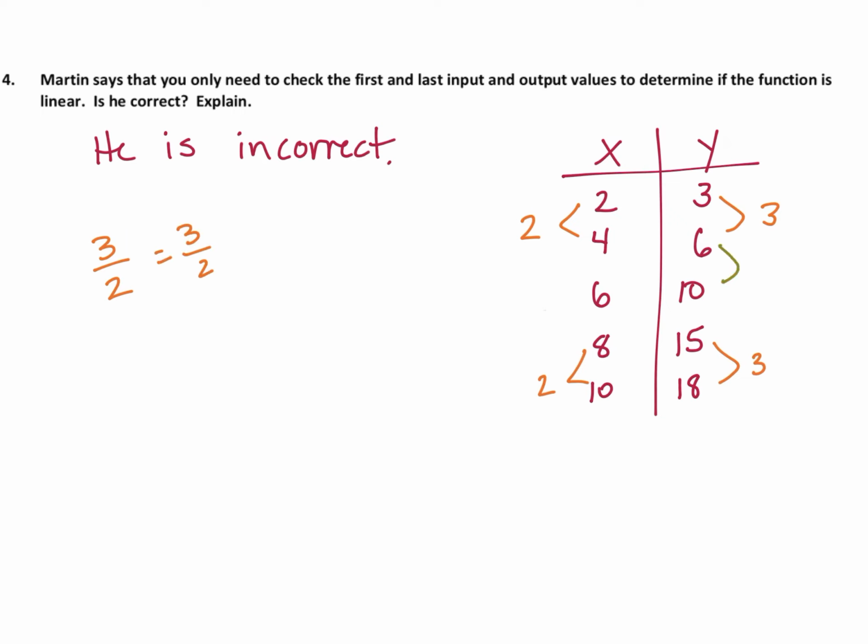But if you look at this one right here, from 6 to 10 is a change of 4, and from 4 to 6 is a change of 2. So those are not the same. And then on this one, from 10 to 15 is a change of 5, and from 6 to 8 is a change of 2. So you can see that the rates are not consistent throughout the whole table, even though the first and the last ones are the same.